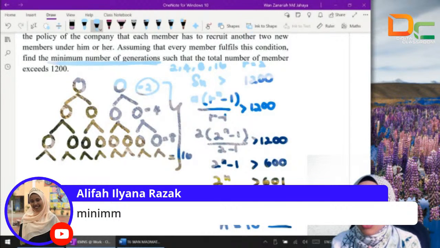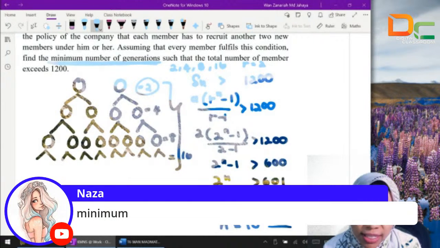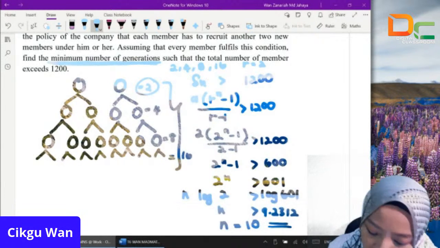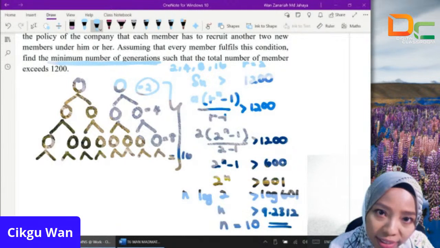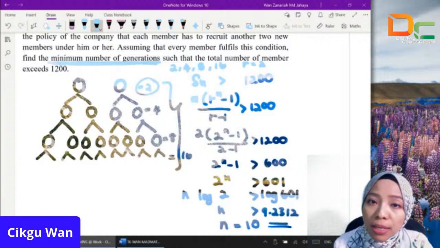Dia nak minimum. Hafiz, Aisyah, Sid, Fatimah, Nazar, Burhanuddin. Yes, very good. Awesome. Highlight comment mereka. Okay, n is equals to 10. So bear in mind the words, the key point, minimum number of generation.